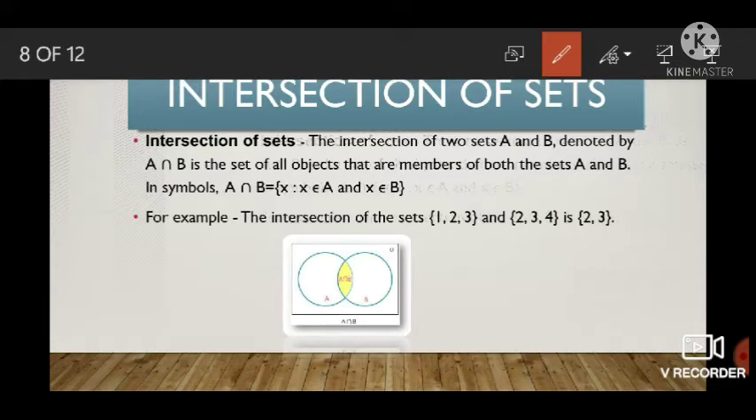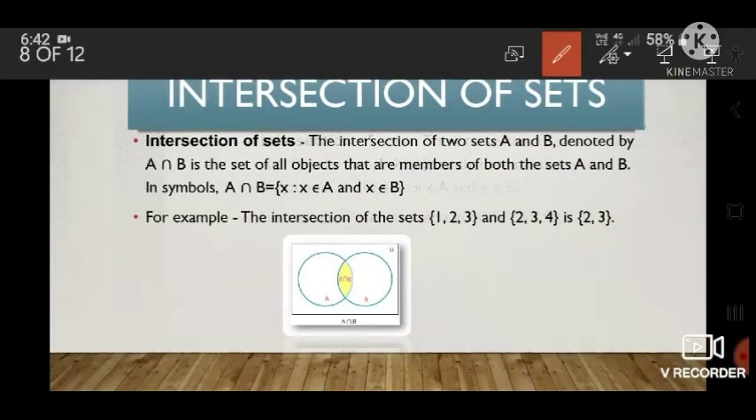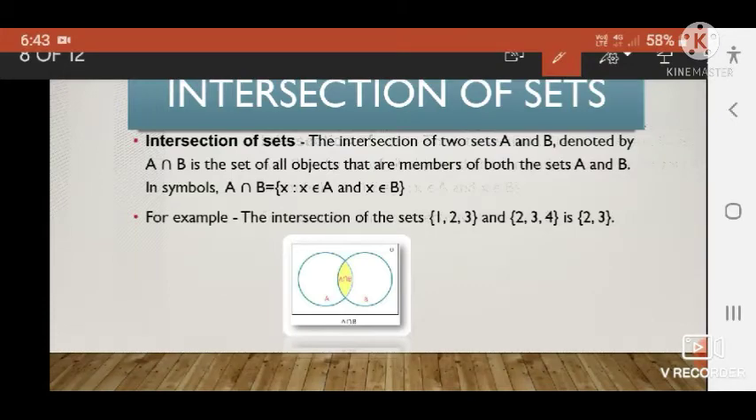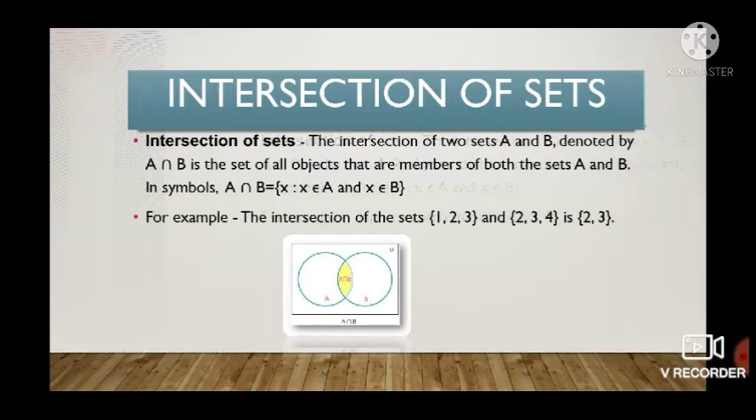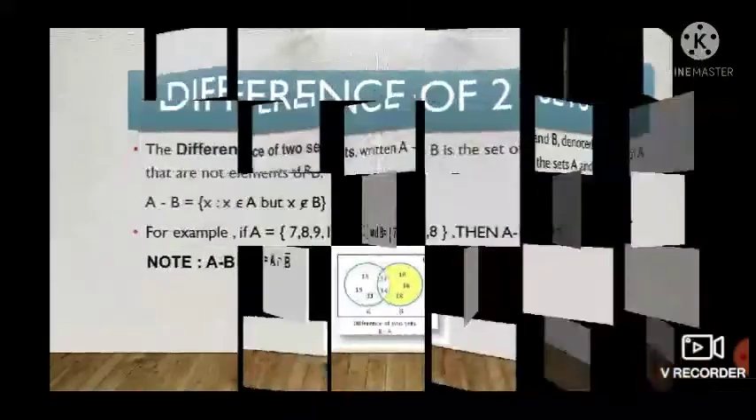Here we have an example. For the intersection of two sets, A is {1, 2, 3} and B is {2, 3, 4}. The elements 2 and 3 are in both sets, and they are common. So the intersection will have the elements 2 and 3. So this is the intersection of sets that we have discussed. Now let's move to the difference of two sets.